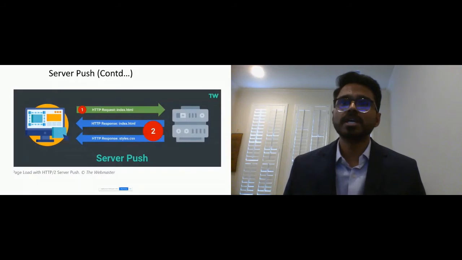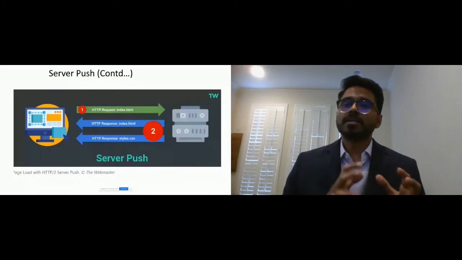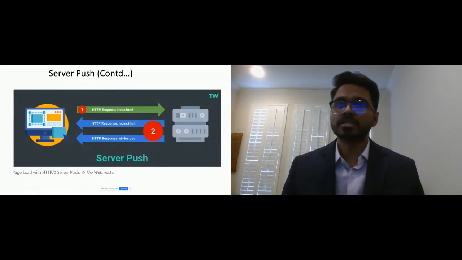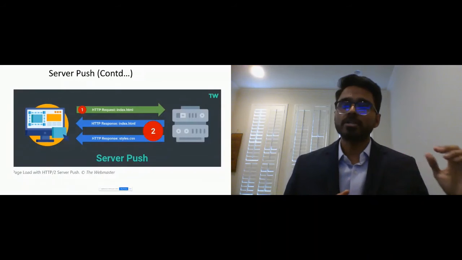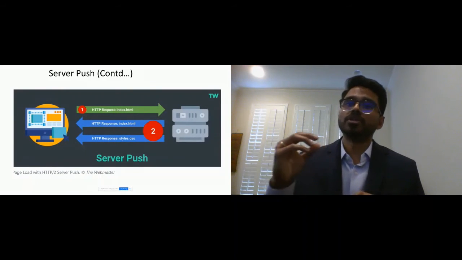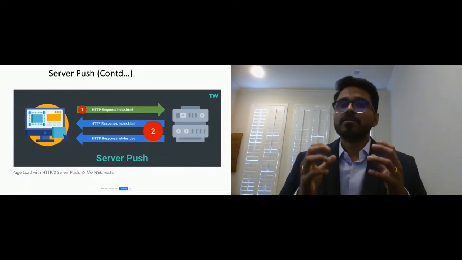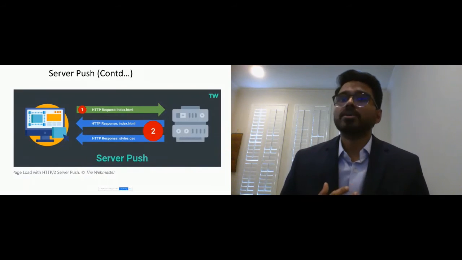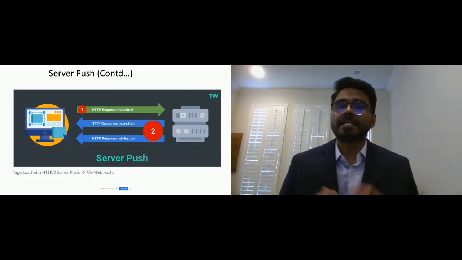So as you can see, when the first request was made, two responses were sent back. And the client will cache the CSS file. When it actually wants the CSS file, it won't go to the server; it will just go to the cache and fetch it. By this, you're improving the performance dramatically.